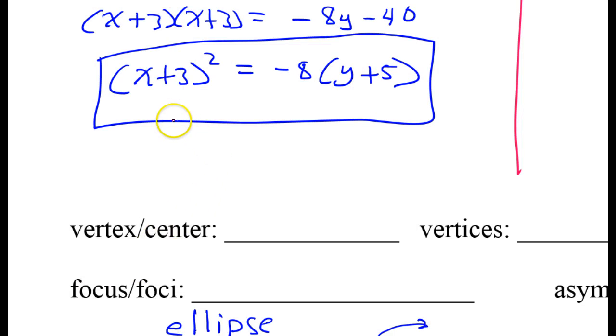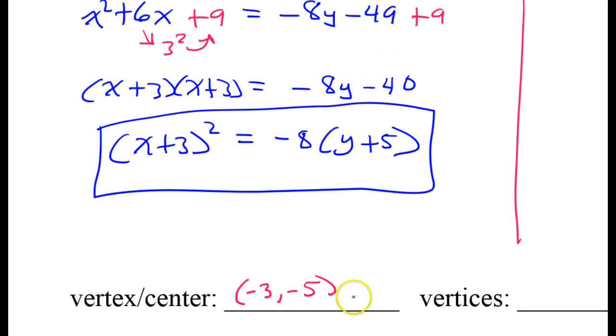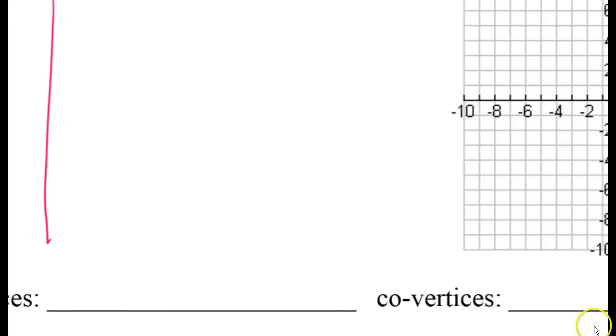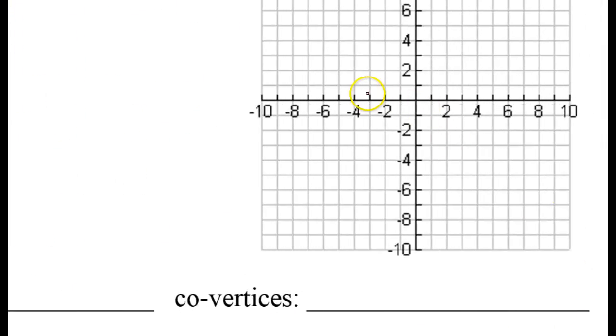So the vertex of the parabola is going to be the opposite of this one and the opposite of this one. So it's going to be negative 3 comma negative 5. So that tells us that the vertex is going to be here. So negative 3, negative 5. This is the vertex.